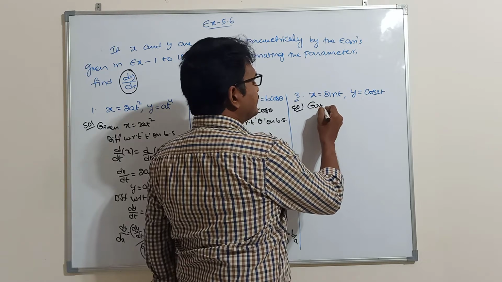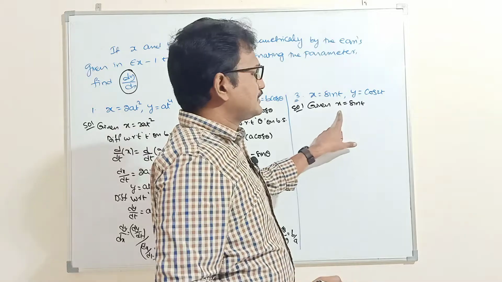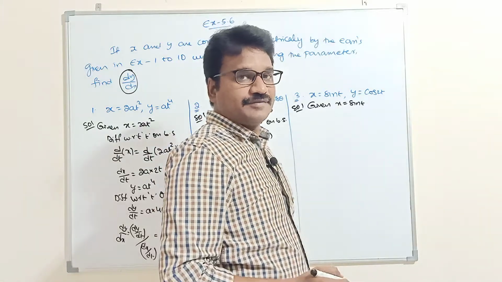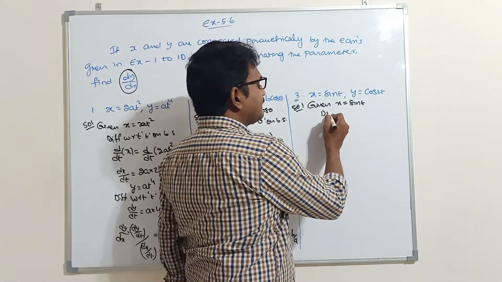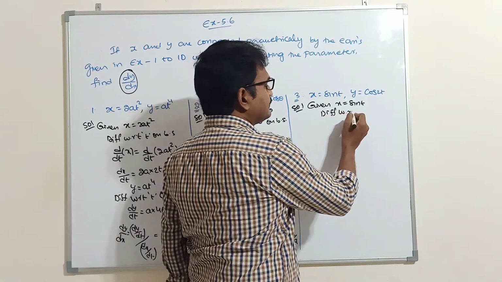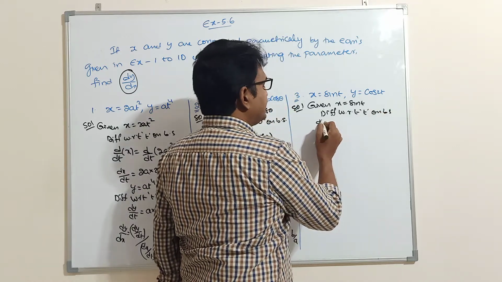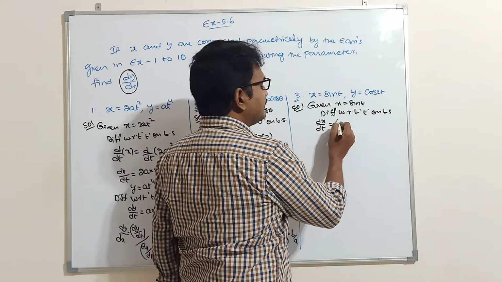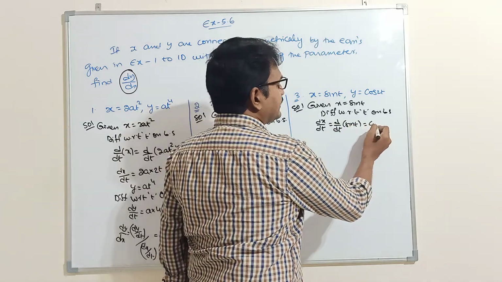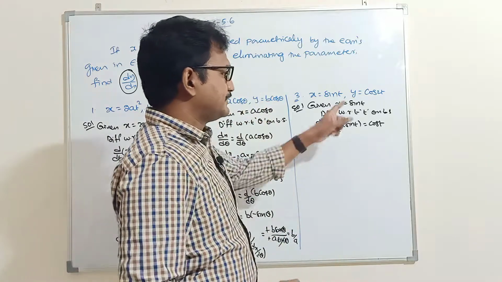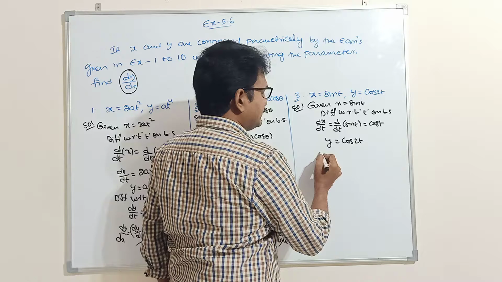Given x is equal to sin t. Here the equation x is in the form of variable t, the parameter is t. That's why differentiating with respect to t on both sides, dx by dt is equal to d by dt of sin t. d by dt of sin t is cos t. Next, y is equal to cos 2t.